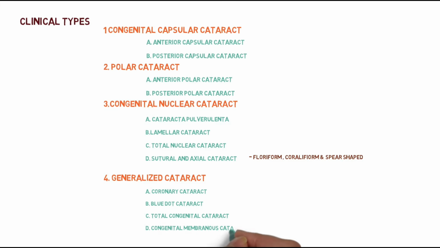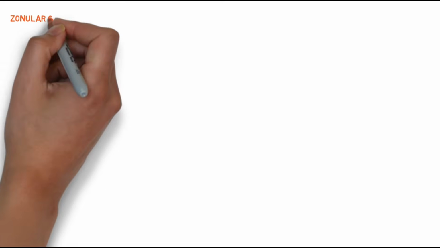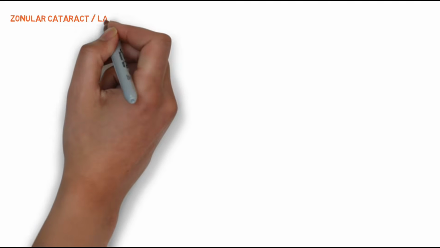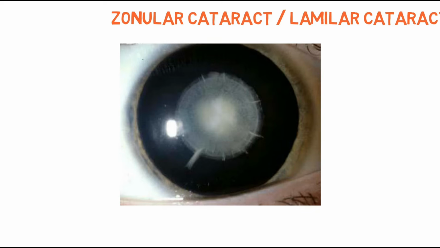So this is the clinical types of congenital and developmental cataract, right? Now, we will cover only those important points which are very important from your examination point of view. So the first is zonular cataract, also called lamellar cataract. It refers to the developmental cataract in which the opacity occupies a discrete zone in the lens. Look over here. Here the cataract occurs in a specific zone, right? That's why it is called zonular cataract.